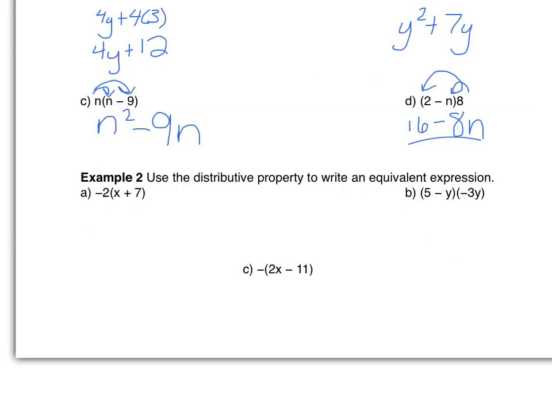Example 2 is very similar. We're just distributing numbers that may be negative or terms that may be negative, but it's the same process. You're taking a number through a given quantity, so I have a negative 2 times positive x, and that's going to be a negative outcome. I wait to write my sign. I take negative 2 times positive 7, and I get negative 14. That's as far as we can take it. This one's done.